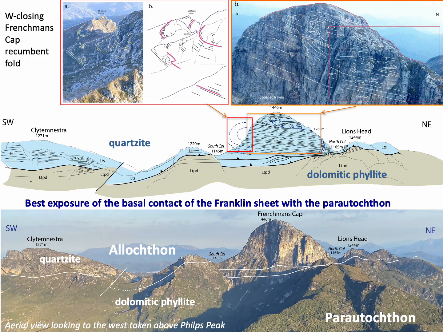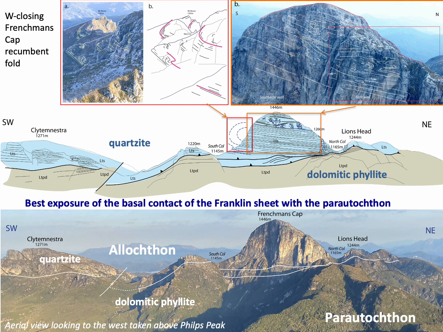This structural profile through Clytemnestra and Frenchman's Cap provides one of the best exposures of the basal quartzite of the Franklin sheet overlying the dolomitic phyllite of the Scotch Fire metamorphic sheet, considered the parautochthon. The contact is a fault reactivated basal high strain zone characterized by an intense transposition foliation incorporating rootless mesoscopic isoclinal folds and overprinting crenulation cleavages.